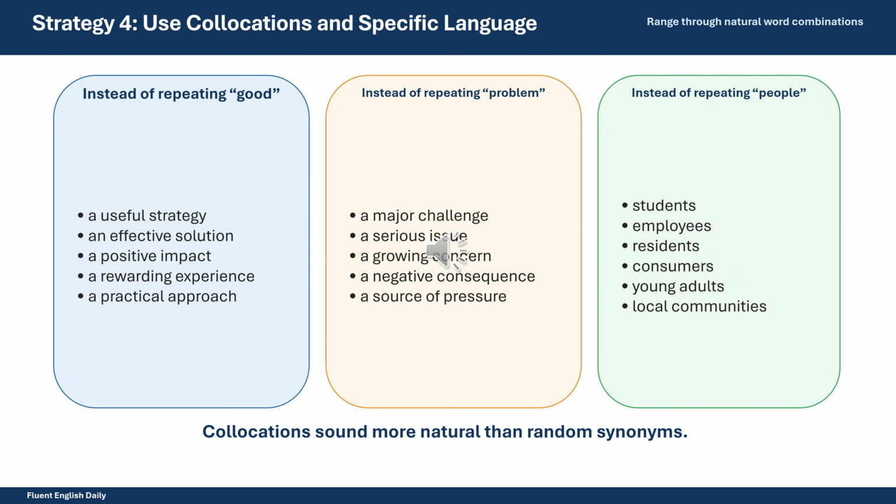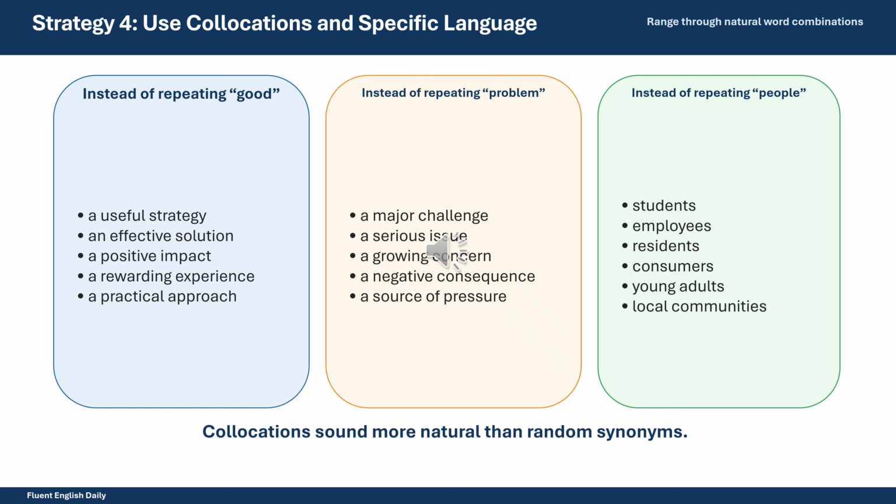Another useful strategy is to learn collocations. A collocation is a natural combination of words that commonly appear together. Instead of repeatedly saying good, you can use more specific combinations, such as a useful strategy, an effective solution, a positive impact, a rewarding experience, or a practical approach. Instead of repeating problem, you might say a major challenge, a serious issue, a growing concern, a negative consequence, or a source of pressure.